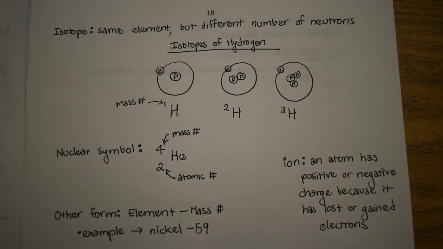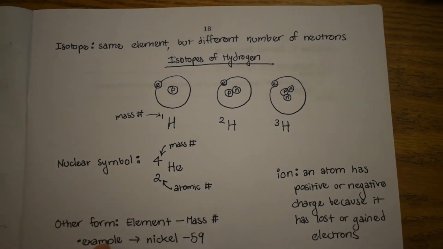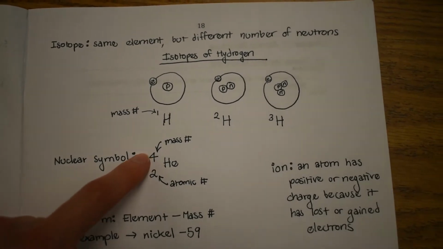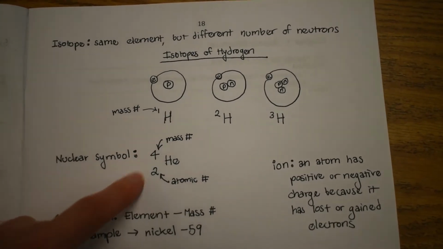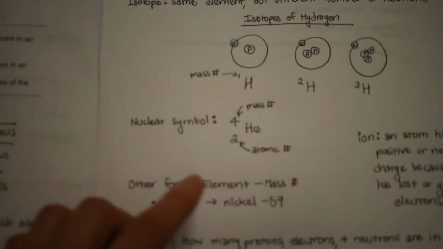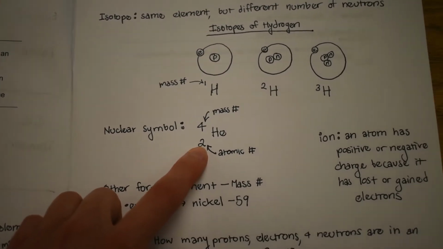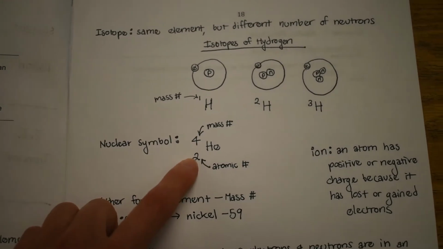Now there's a couple different ways of representing isotopes. One is called a nuclear symbol. In the nuclear symbol, the mass number is the top number. Remember, the mass number is the number of protons and neutrons. We wrote that down last time, mass number. And then the atomic number is the number underneath. And that's just the number of protons. So the mass number will always be bigger than the atomic number.